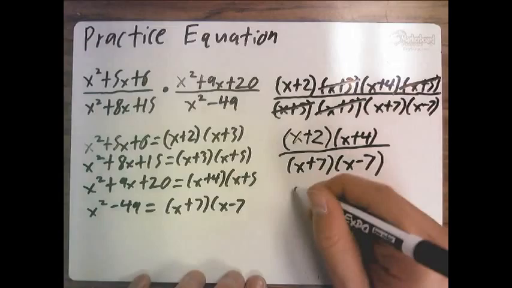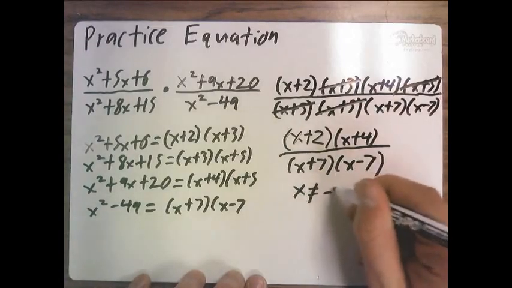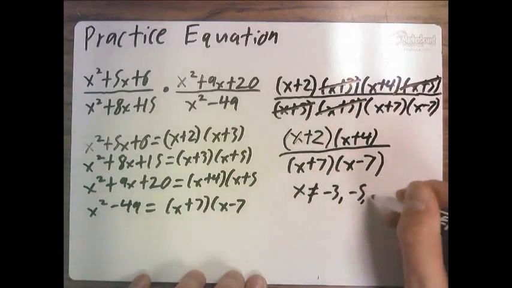And this is our answer, but we can't forget to find the possible x values that would make the denominator equal 0.